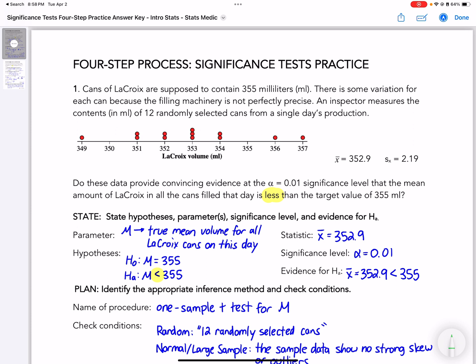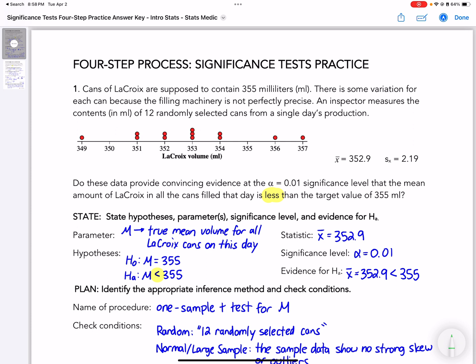They get the mean of 352.9 of this particular data and the standard deviation of 2.19. Do these data provide convincing evidence, at the 0.01 significance level, that the mean amount of LaCroix in all cans filled is less than the target value of 355?